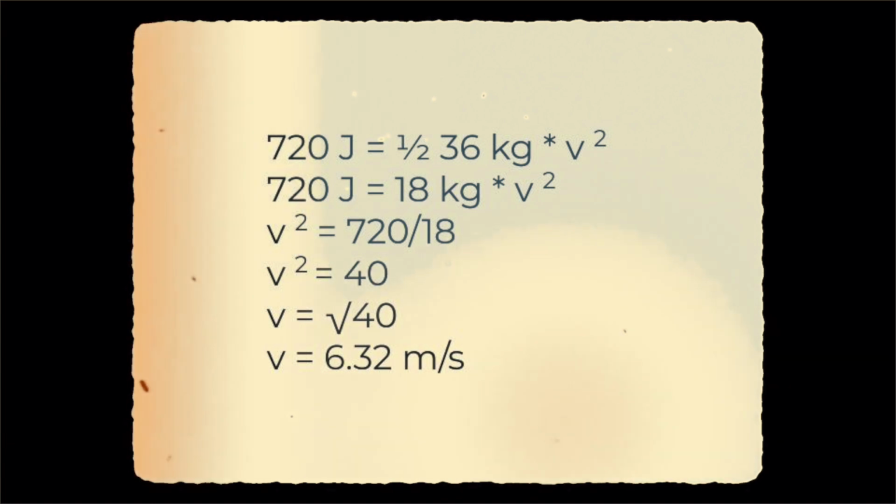We can find the velocity of point B by using the kinetic energy formula and plugging in the kinetic energy, which is 720 joules. We can find the velocity by first multiplying 1/2 with 36, which is 18, and then we can divide 720 by the result. The result of the division is 40, and that is the velocity squared. And finally, to find the velocity, we can find the root of 40, which is approximately 6.32 meters per second.